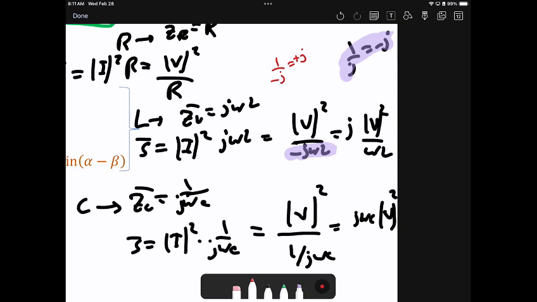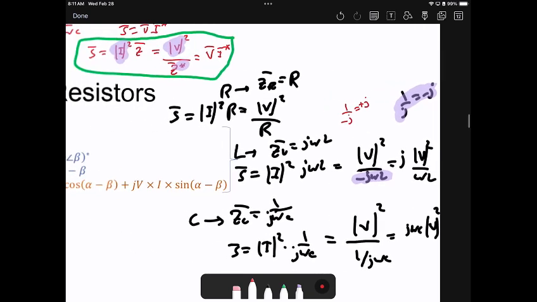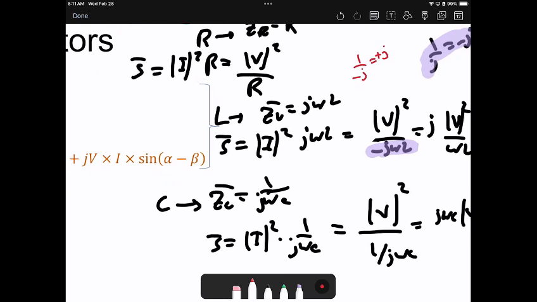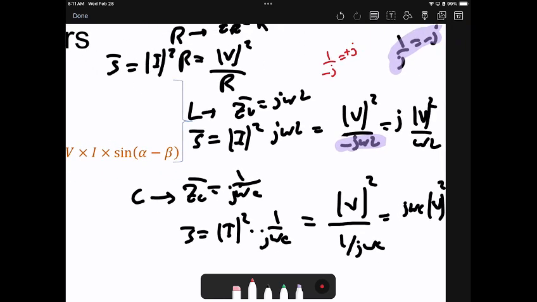Those are the formulas for resistors, inductors, capacitors. You don't need to memorize everything. You see what I boxed in the green? That's what you need to memorize. The rest, you will derive using what we know: ZL, ZR, ZC, and that's it. So that's in summary.